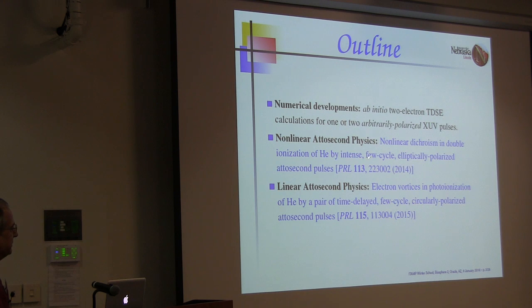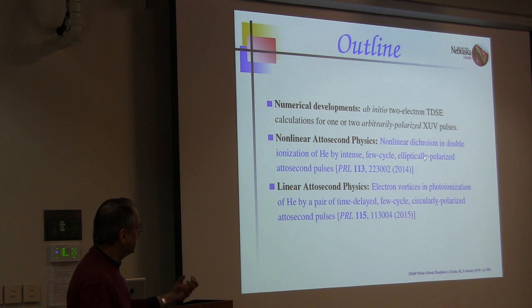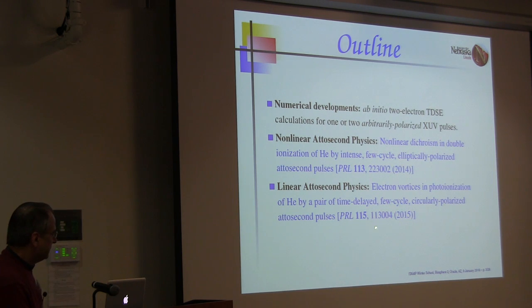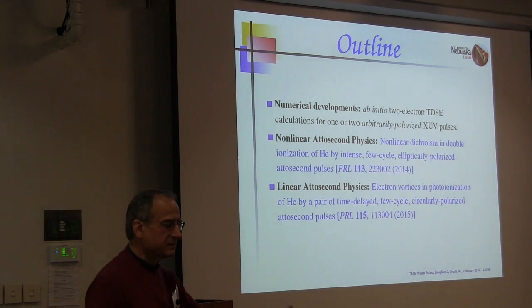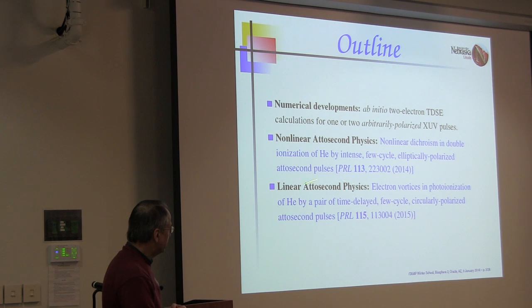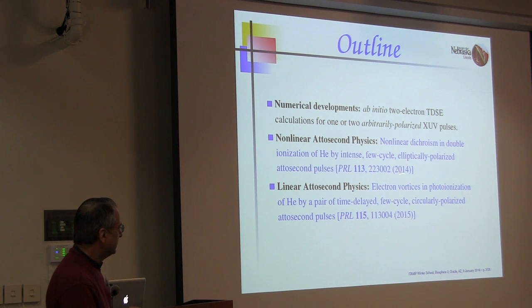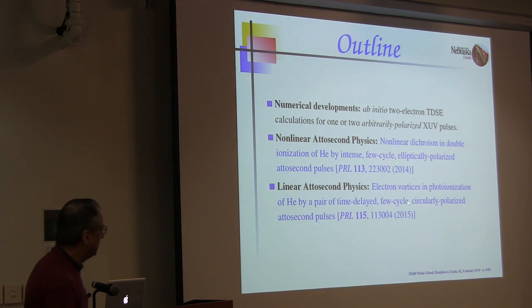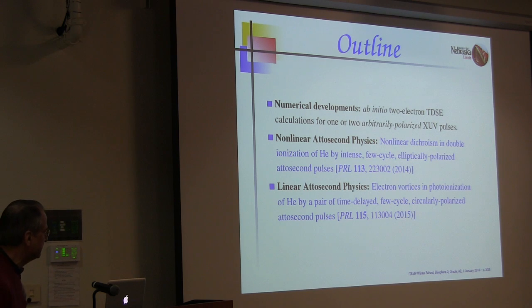I'm going to give two examples of new physics that can be done with circularly polarized or elliptically polarized attosecond pulses. One is nonlinear attosecond physics. This involves intense attosecond pulses, and the reference to this work is here. Each of these PRL papers has some supplementary material which gives more detail about the numerical method. And then I will finish with a very recent result we obtained on linear attosecond physics, in which we showed that you can produce electron vortices when you photoionize helium by time-delayed few-cycle circularly polarized pulses.